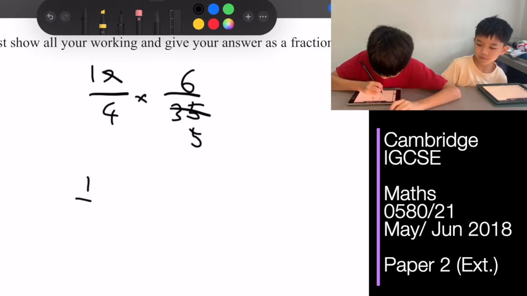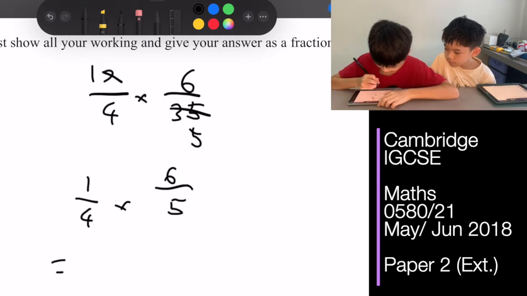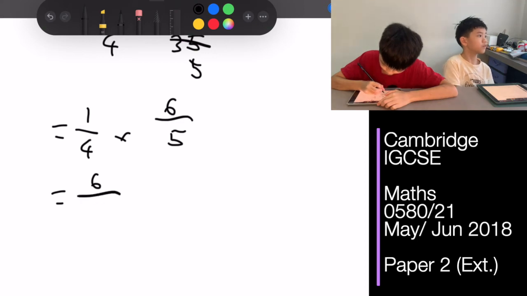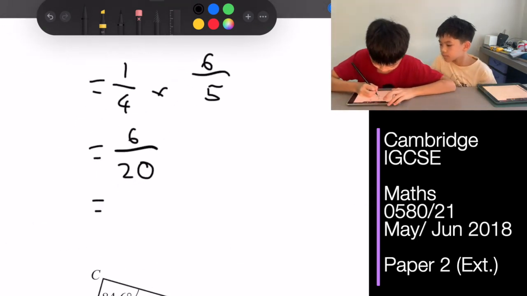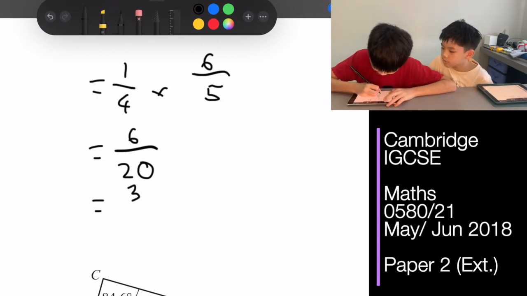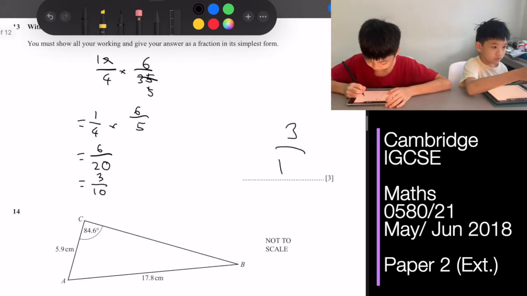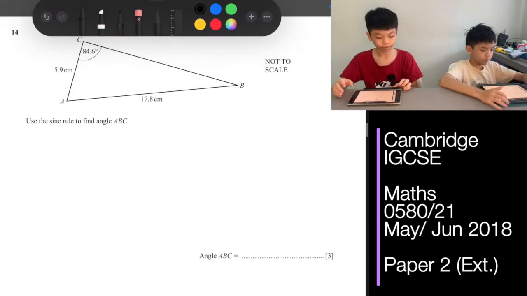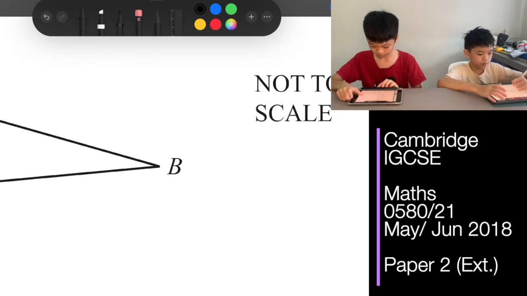So this is 1/4 multiplied by 6/5, which equals 6/20. Then we'll simplify it: 3/10. Okay, for question 14, we need to use the sine rule to find angle ABC.